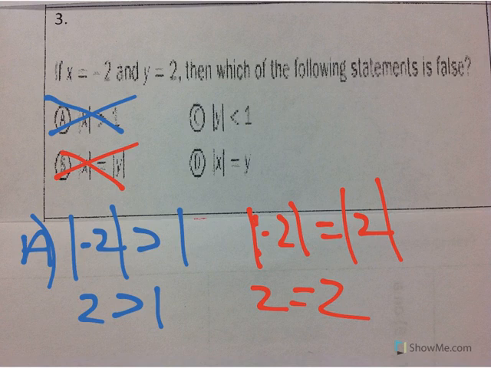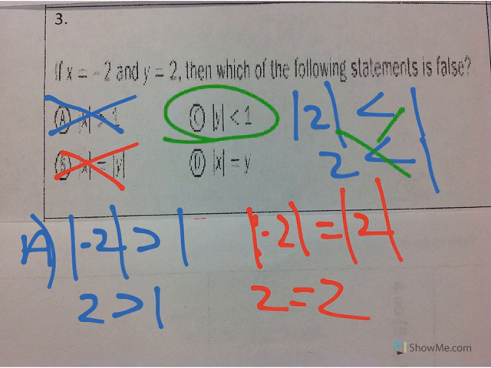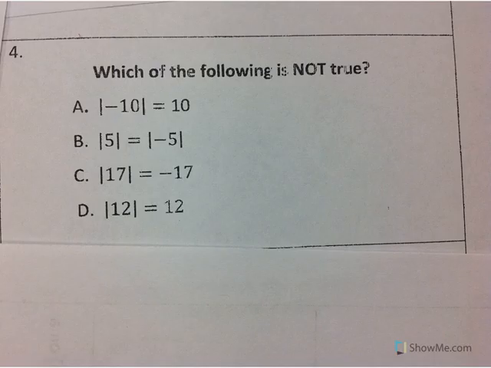C says the absolute value of y, which is 2, is less than 1. So the absolute value of 2 is 2, and 2 is not less than 1, so even though that's wrong, this is the correct answer, which is C, because 2 happens to be greater than 1. And then if I look at D, just to make sure, the absolute value of -2 is equal to 2, and we already said the absolute value of -2 is 2, and 2 does equal 2, so that one's correct, so C is the one that is wrong.